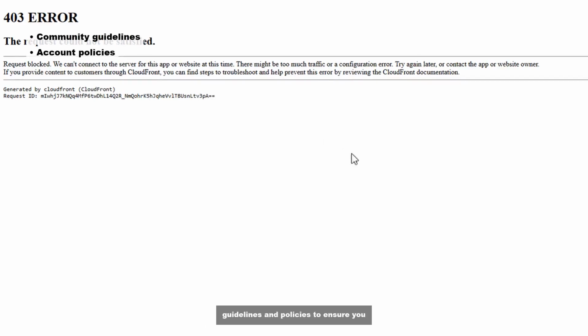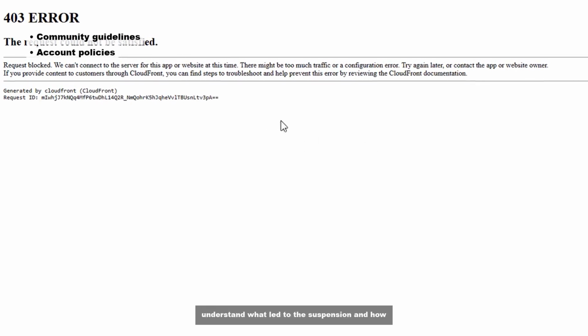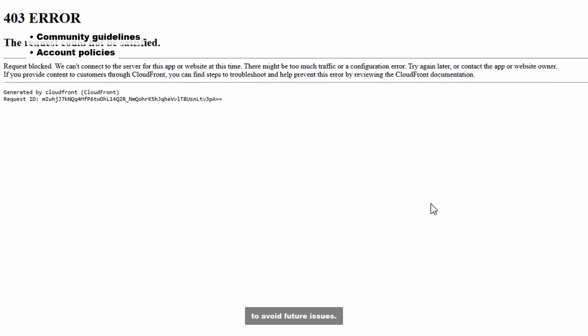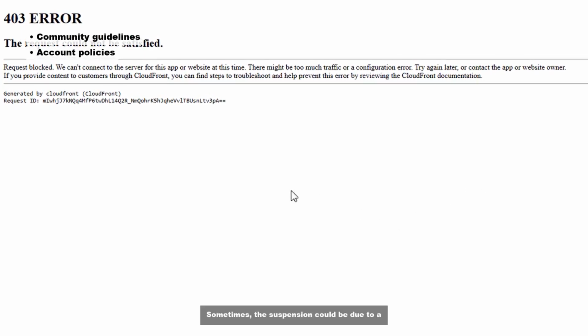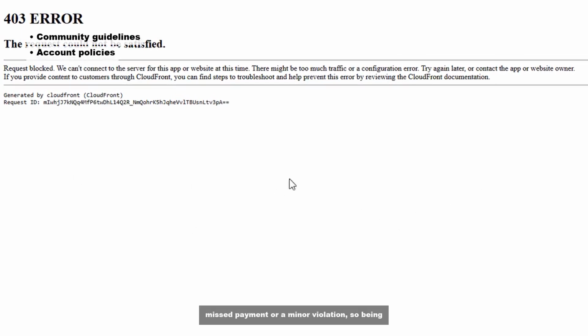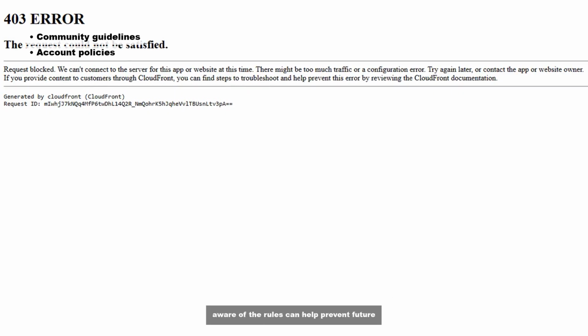Step 5. Review account policies. Familiarize yourself with Lyft's community guidelines and policies to ensure you understand what led to the suspension and how to avoid future issues. Sometimes the suspension could be due to a missed payment or a minor violation, so being aware of the rules can help prevent future problems.